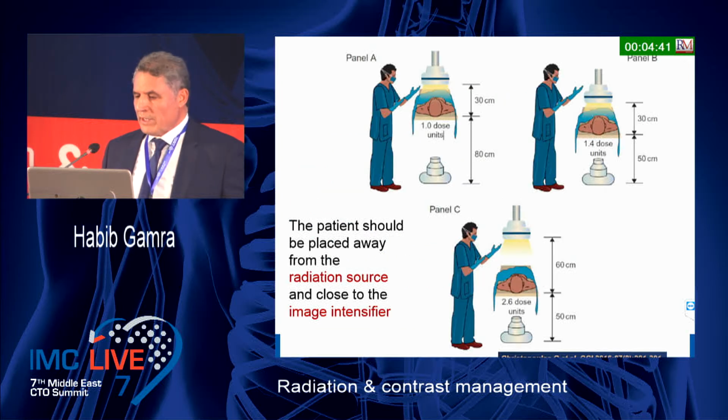One of these simple things is the patient should be placed away from the radiation source and close to the image intensifier. Just take an example. If the patient is 80 centimeters from the radiation source, 30 centimeters away from the image intensifier, the dose will be 1. If you decrease the distance between the radiation source and the patient, the dose will increase. And if you increase both distances, then the risk will be almost 3 times higher. So by simple measures, you can really reduce that risk.